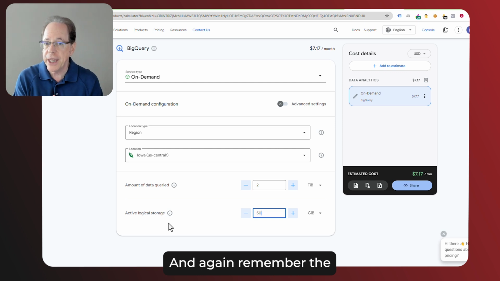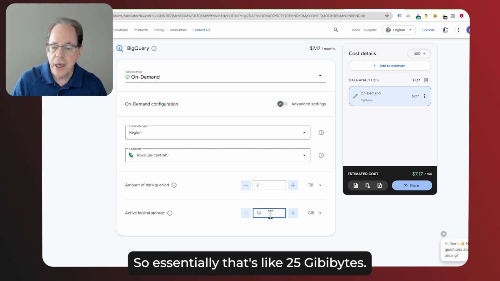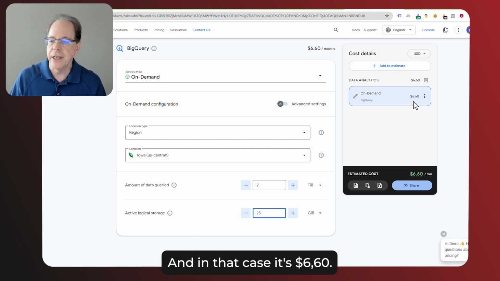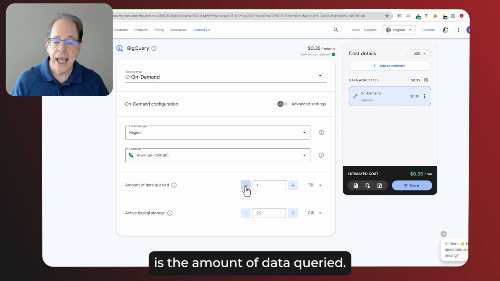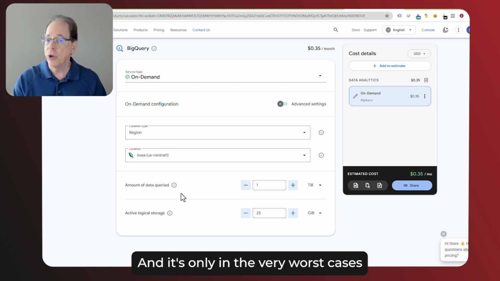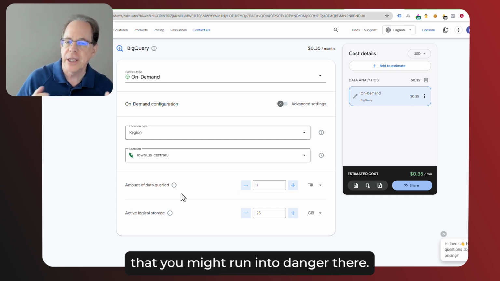And again, remember that most of this moves to long-term storage after 90 days. So essentially, that's like 25 gigabytes, and in that case, it's $6.60. What we can see here is that the most expensive option is the amount of data queried. And it's only in the very worst cases, where you're running really bad, ugly queries, that you might run into danger there.